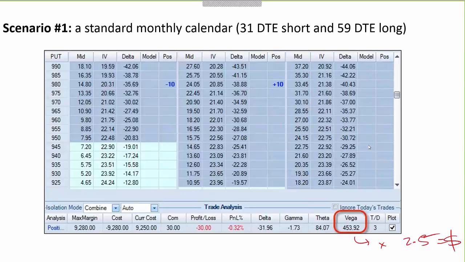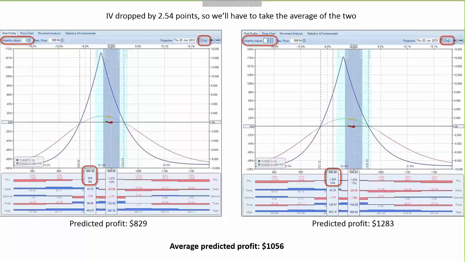We may make more or less money depending on the delta movement, right, during that move, but from a Vega perspective, we basically should be making close to $1,000 over here, slightly over. So let's look at that. Now, one of the limitations of this particular modeling software I'm using here is that when you want to simulate adjusting the volatility, it doesn't allow you to go to decimals.